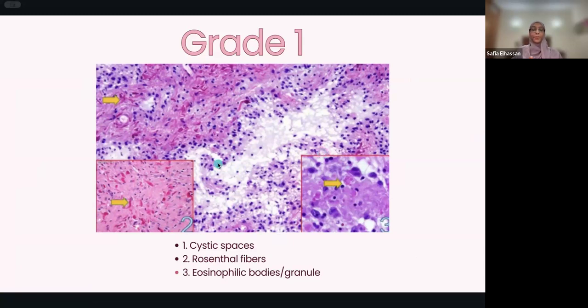Yes, so grade 1 will present with cystic spaces. Cystic spaces are these little fluid-filled spaces, and they contribute to the overall cystic appearance of the grade 1 tumor, which we'll look at in just a minute. You also have these Rosenthal fibers. These are the hair-like or corkscrew-shaped processes, and they're very bright pink. And then you also have eosinophilic bodies or granules.